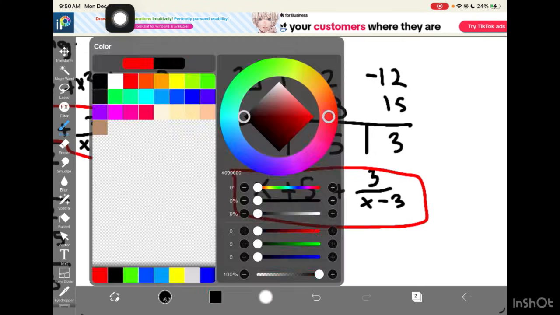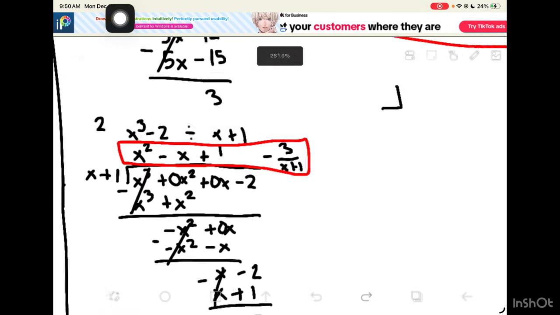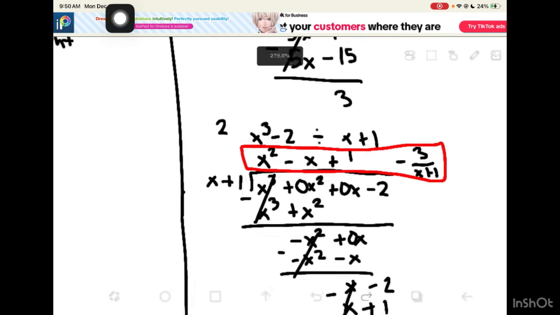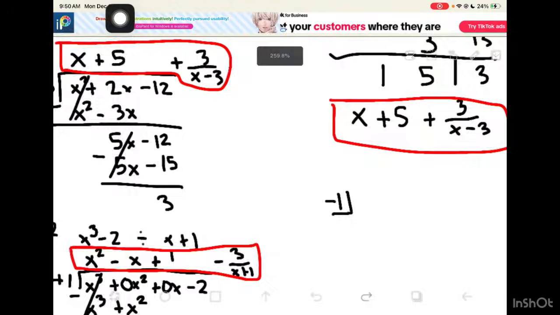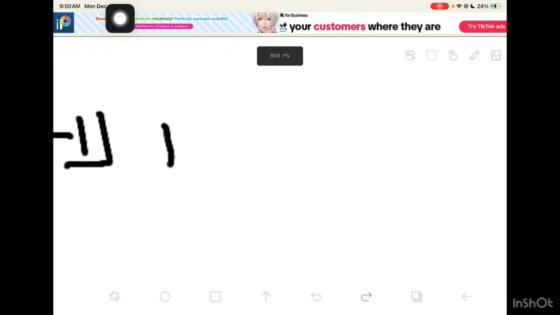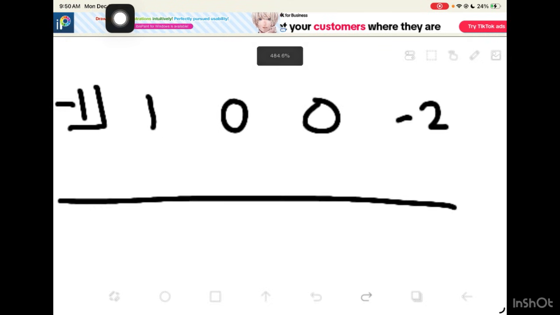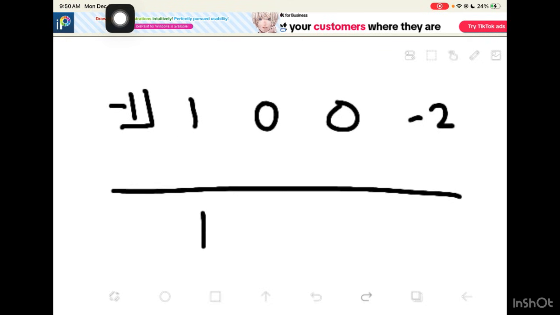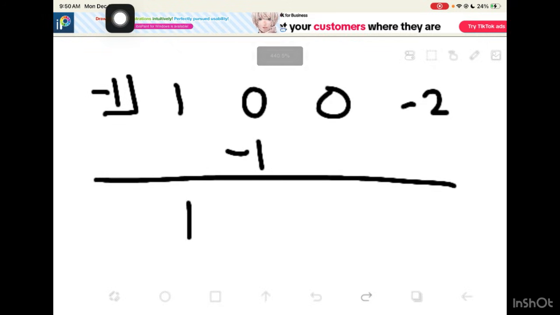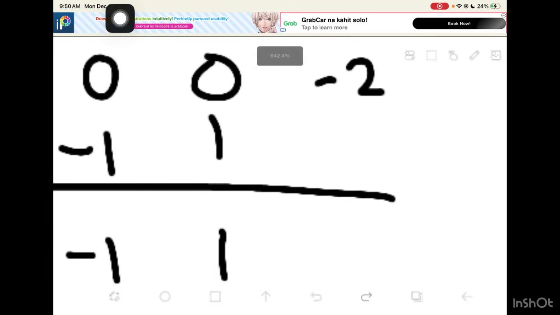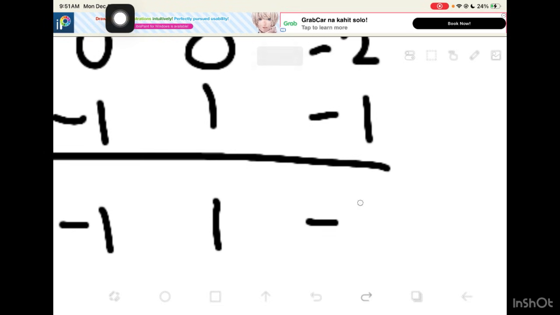And then you can also apply the same logic to when there's a missing variable. So in this case, x plus 1 is equal to 0. So x is equal to negative 1. So we just put the same thing. 1, 0, 0, negative 2. We do the same process. 1. 1 times negative 1. Negative 1. 0 plus negative 1, negative 1. Negative 1 times negative 1 is 1. This is 1. 1 times negative 1 is negative 1. And then if you add this, negative 3.